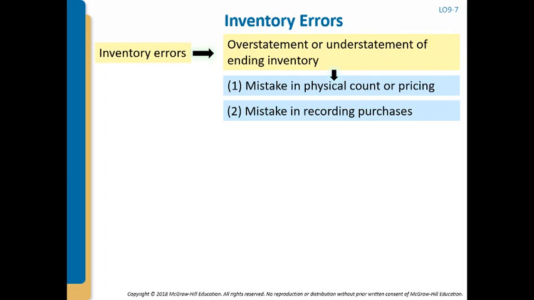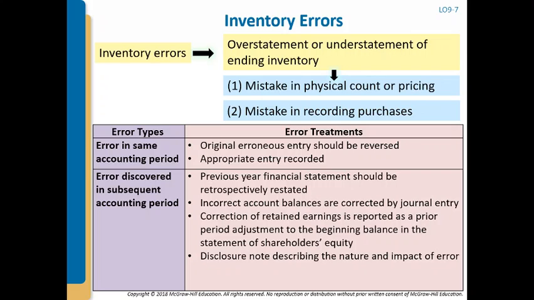So what is an inventory error? Well, it's either an overstatement or understatement of ending inventory. This could result from a mistake in physical count or pricing, or in recording purchases. And so the treatments depend on the type of error you have and when you find it.